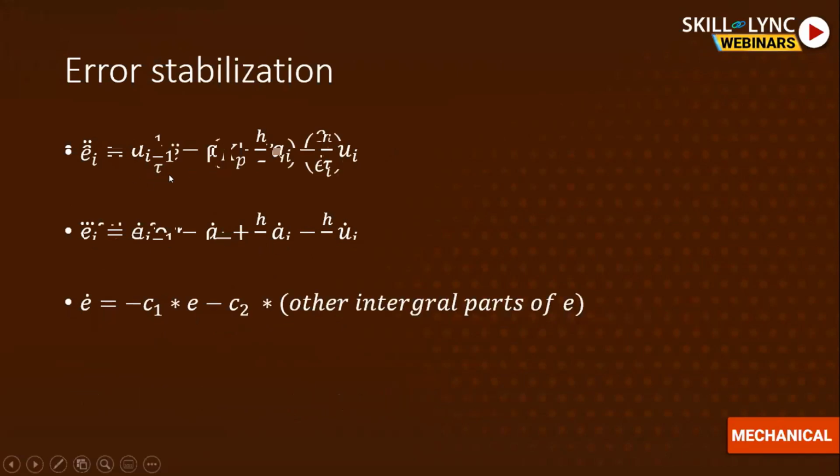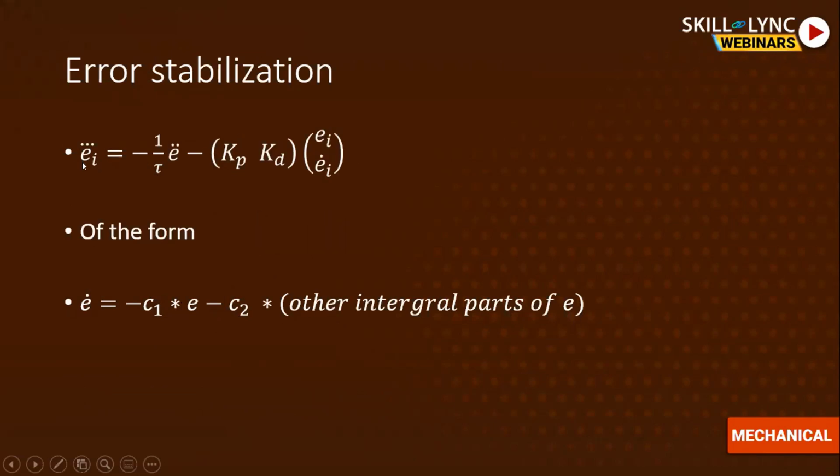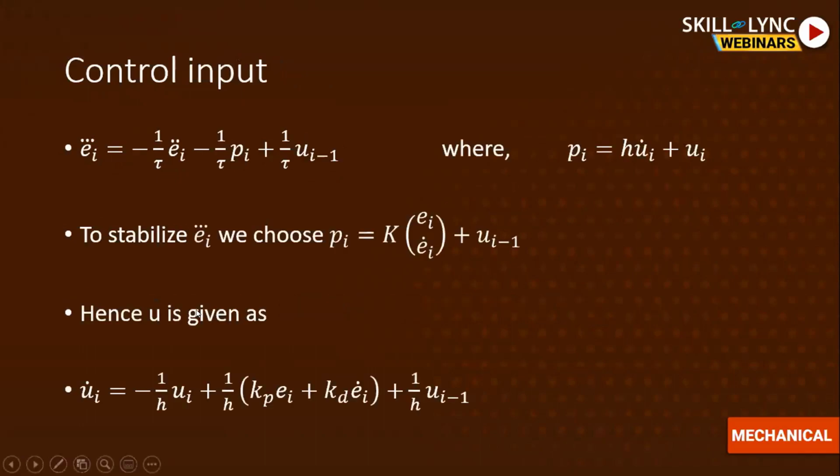Finally, if we put the virtual input in a manner that our equation gets the form e dot equals minus C1 e minus C2 times other integral parts of e, which for e triple dot would be e double dot, e and e dot. If we attain this particular form of our equation, then the error would get stabilized. So if we choose that, the governing equation for our control action is this at the bottom of the page.